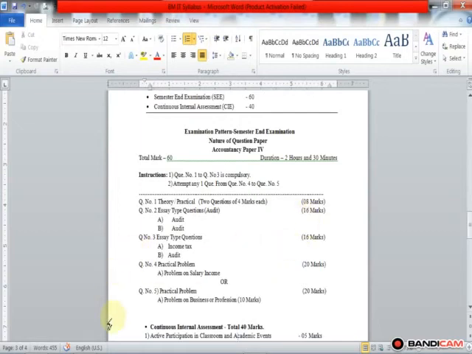Question number 3, essay type questions. Question 3A, income tax, 8 marks. The question is asked from income tax, a theoretical question, 8 marks, and question 3B, audit, 8 marks, total 16 marks.